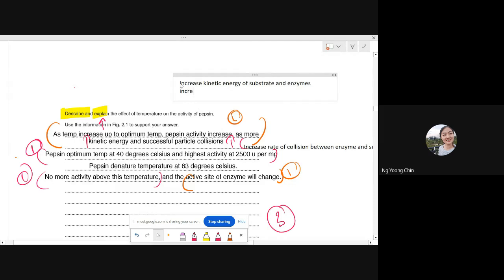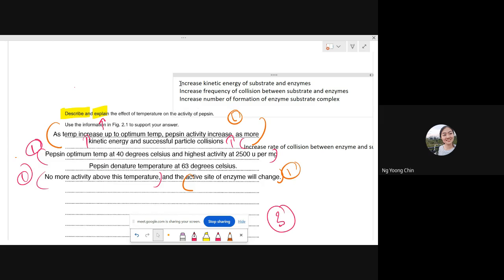So it will increase the frequency of collisions between substrate and enzyme. So you are able to form more, okay? Increase number of formations of the enzyme substrate complex. Yeah. So you see this term enzyme substrate complex is very useful if you include it in your answer, if the question is related to the enzyme activity.